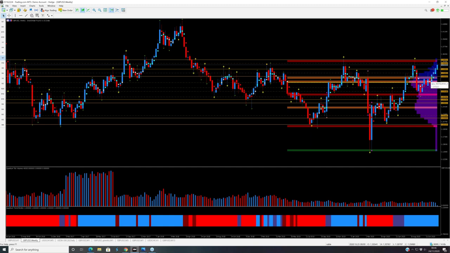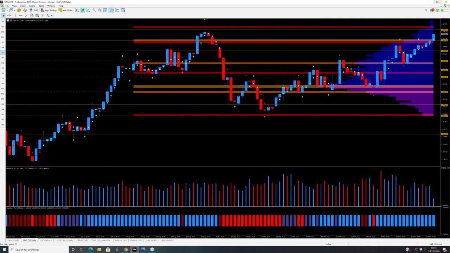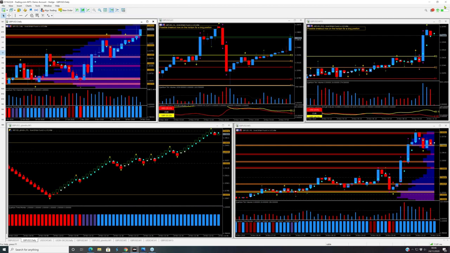If you were looking at going long down here somewhere, you would have had plenty of room to the upside before it reached this level, which really looks like an important level for cable. And then you put that into the context of what is happening in the background, and of course we have the background of Brexit. Is it going to be a deal? Is it going to be an interim deal? Is it going to be postponed? Is it going to be a no deal? Who knows?